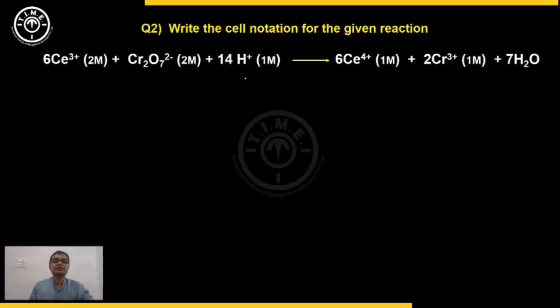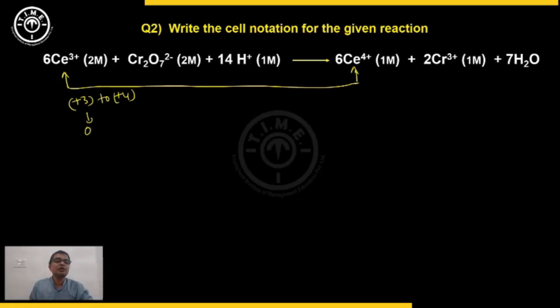Next, write the cell notation for the given reaction. In this one, cerium 3+ ion is oxidized to cerium 4+, Ce3+ oxidized to Ce4+. So +3 changes to +4. I am not balancing here, I am just noting the change of oxidation state. Increasing of oxidation state is called oxidation. The oxidation reaction takes place at the anode.